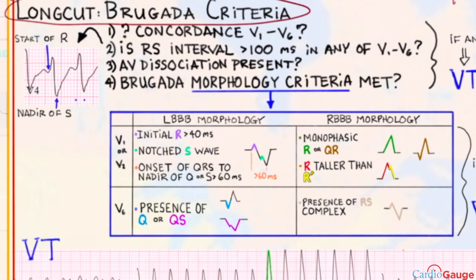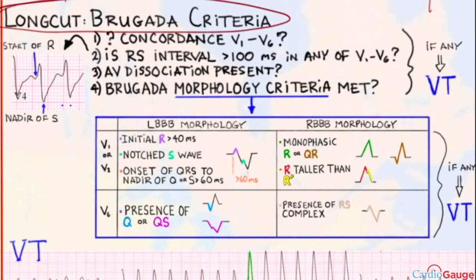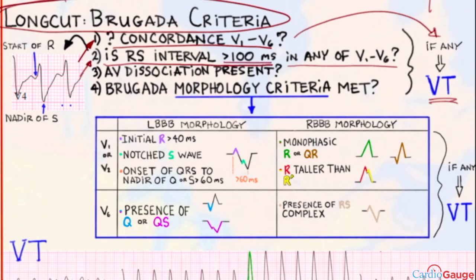And then if the shortcuts don't work out, there's the long cut, which is using the Brugada Criteria. The Brugada Criteria are an algorithm, basically. So number one, you ask, is there concordance, V1 through V6, like I mentioned above? If there is, then you've got VT. And if you have any of these four criteria, you've got VT. Number two, you ask yourself, is the RS interval greater than 100 milliseconds in any of V1 to V6? So this is a little bit complicated.